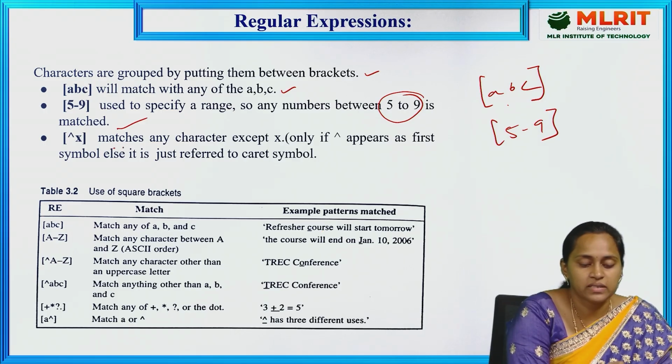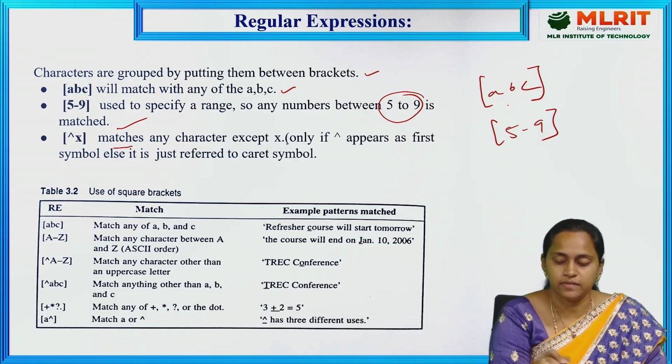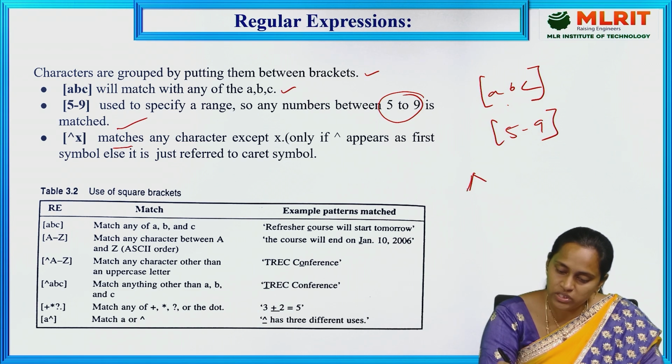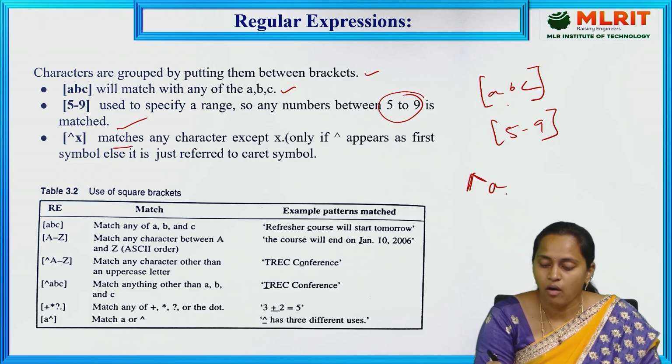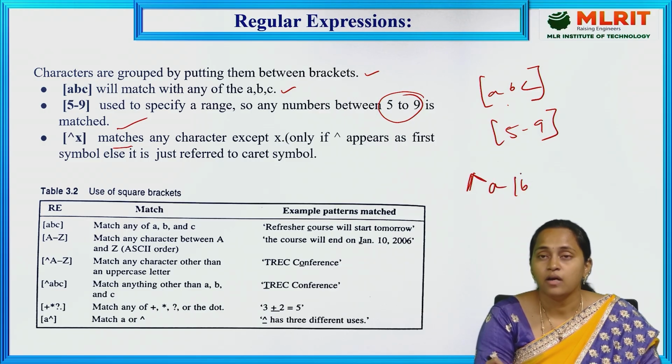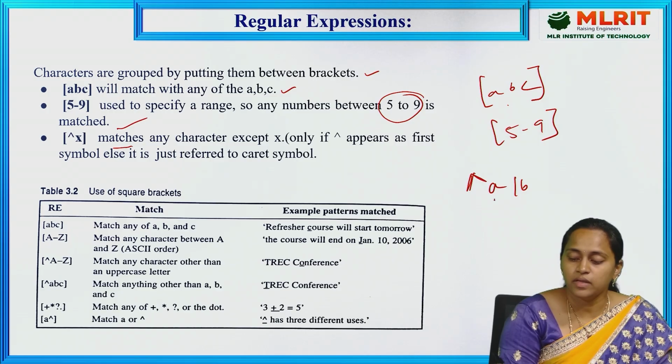Closure of the matches, any character except the X. That means whenever we are specifying the closure, it does not match this character, suppose A or B, like this, except this A or B.